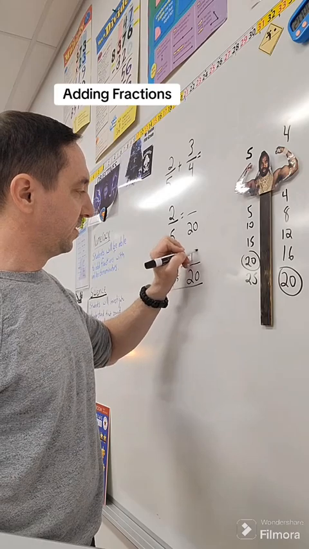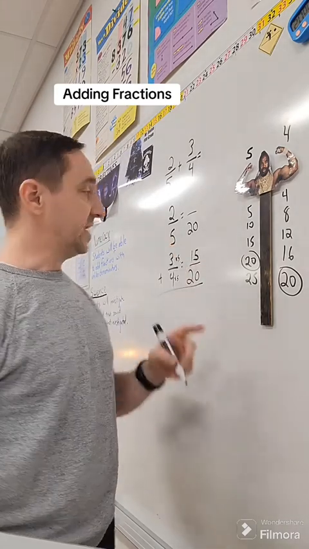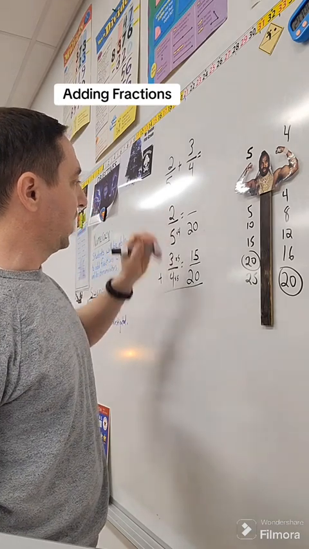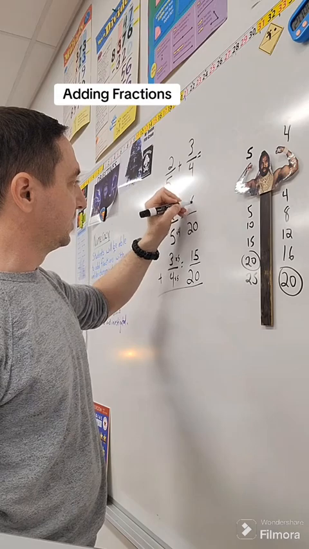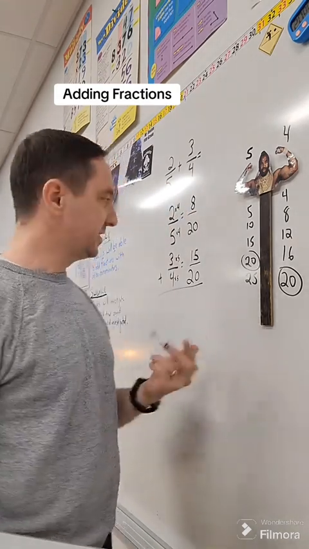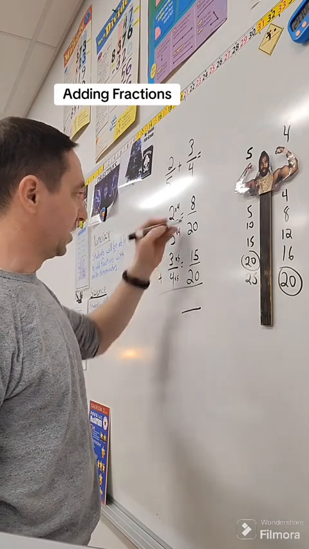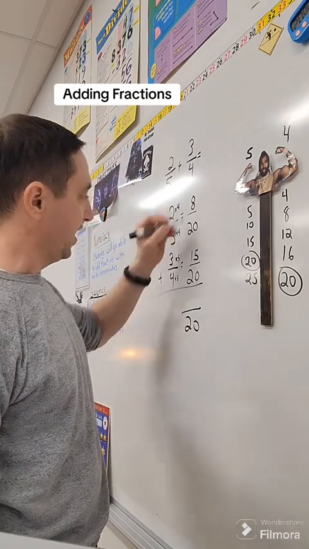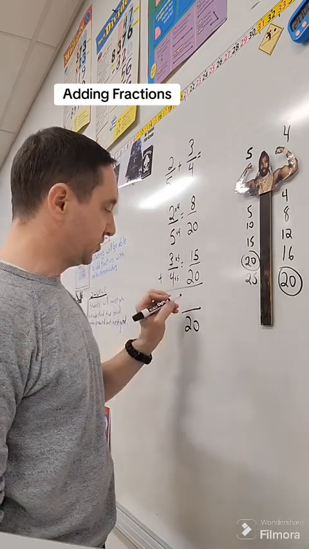3 times 5, 15. Next, 5 times 4 makes 20. So up top, 2 times 4 makes 8. My new numerator. What I do here now is the final step. I'm going to add them together. I know I'm working with 20ths, so I'm going to keep my denominator 20ths, and then I'm going to add 8 plus 15, which is going to give me 23.